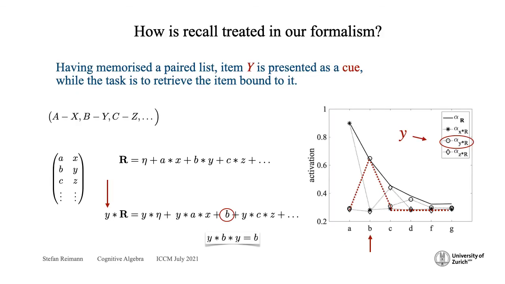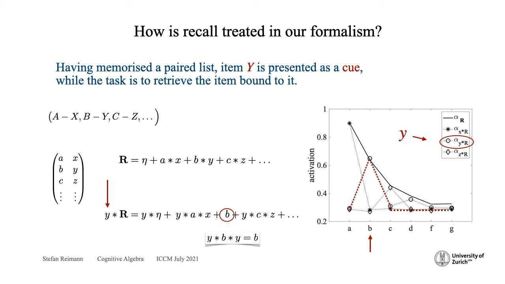Let me briefly mention Q recall to demonstrate the related method. In the paired list, A is bound to X, B is bound to Y, and so forth. Assume that Y is presented as a Q. The task is to recall the list item which was bound to Y. Computation, the formalism proposed, is simple. First, write down the memory state.